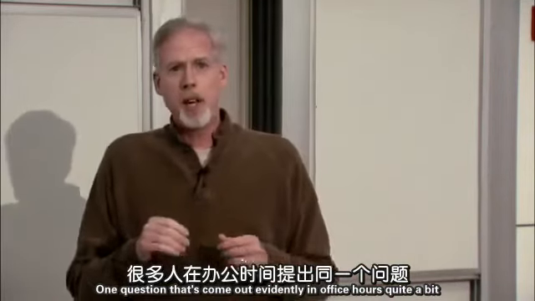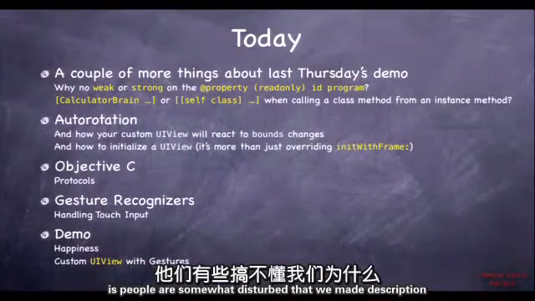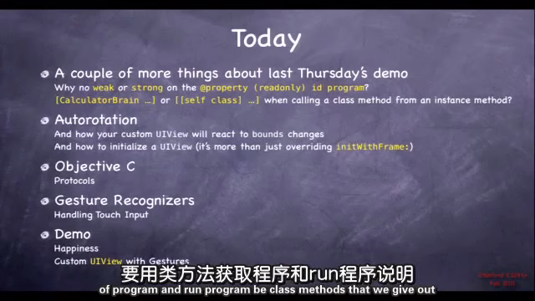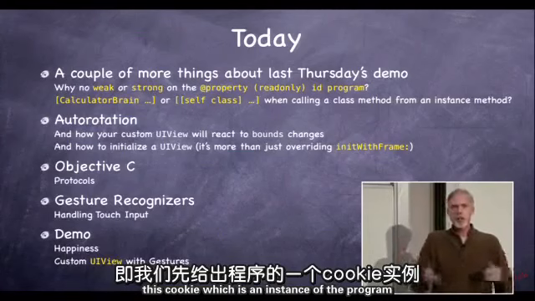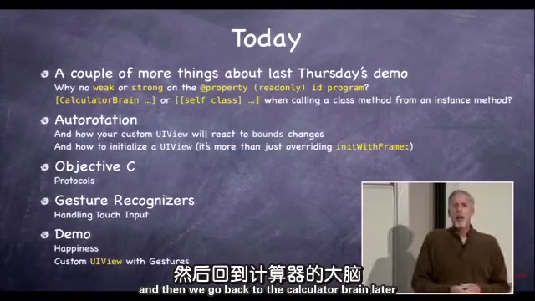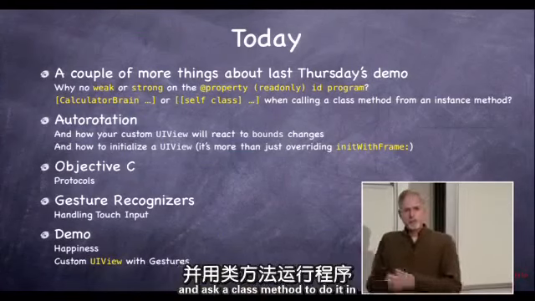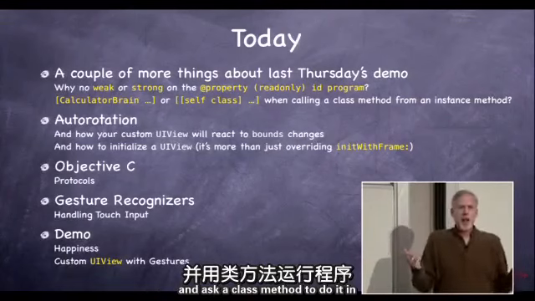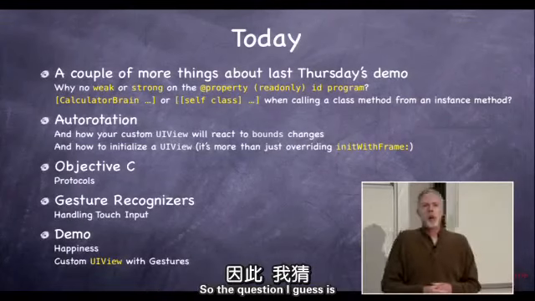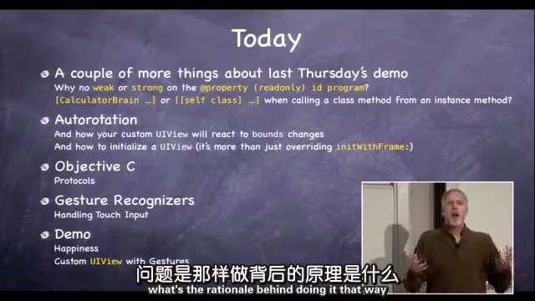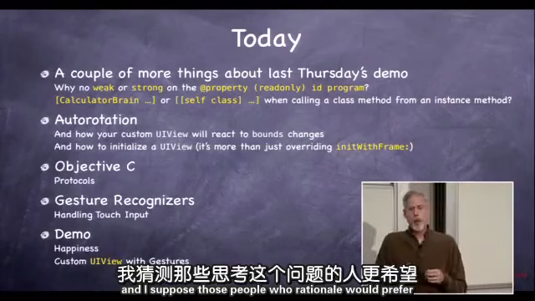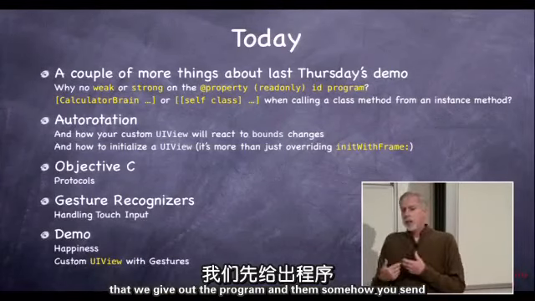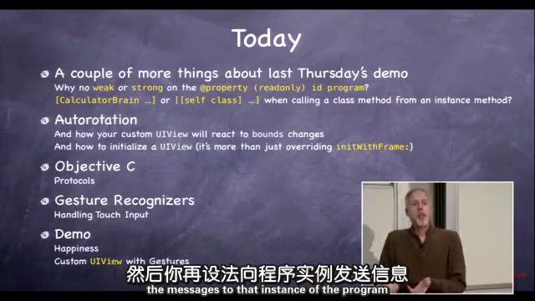One question that's come up evidently in office hours quite a bit is people are somewhat disturbed that we made description of program and run program be class methods, that we give out this cookie, which is an instance of the program, and then we go back to the calculator brain later and ask a class method to do it. And so the question, I guess, is what's the rationale behind doing it that way? And I suppose those people who are asking that would prefer that we give out the program and then somehow you send messages to that instance of the program.